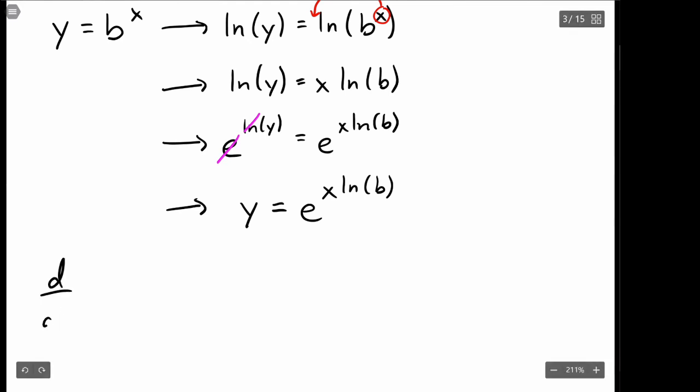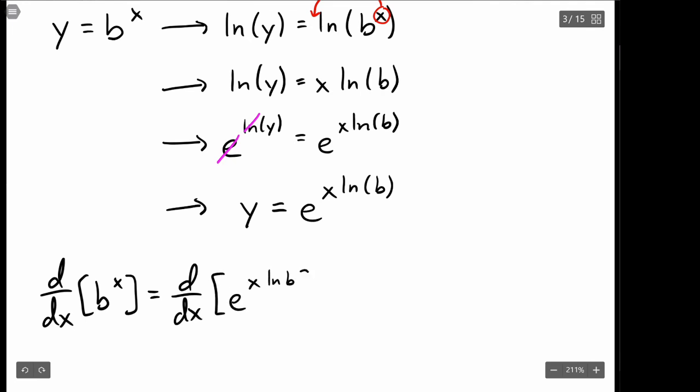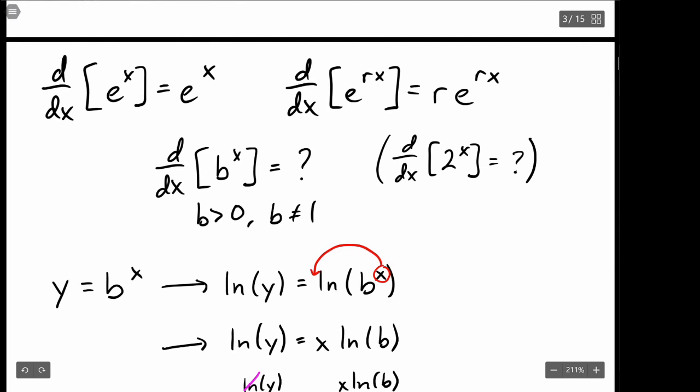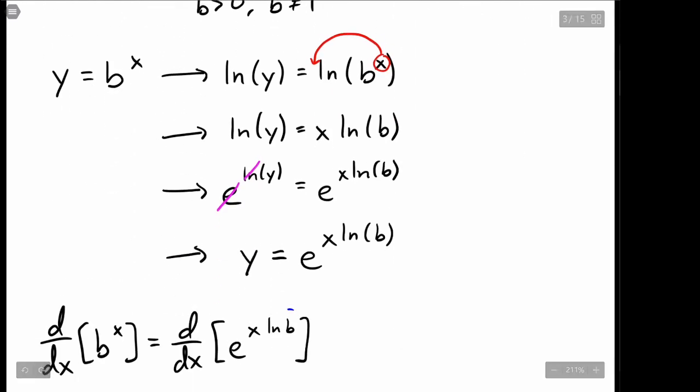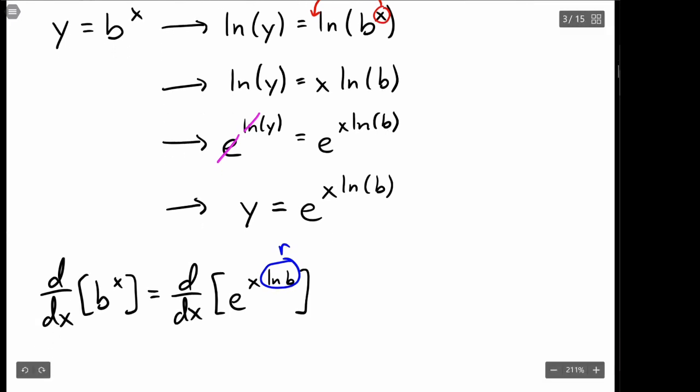So the derivative of b to the x, and b to the x is equal to e to the x ln b. But we just talked about how to differentiate that, right? The derivative of e to the rx is just r e to the rx. This ln of b here is r. ln of b is just a number. So when we differentiate it, the ln b comes out, and then we just get that same thing again.